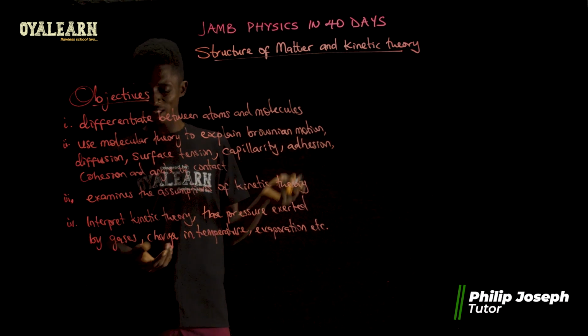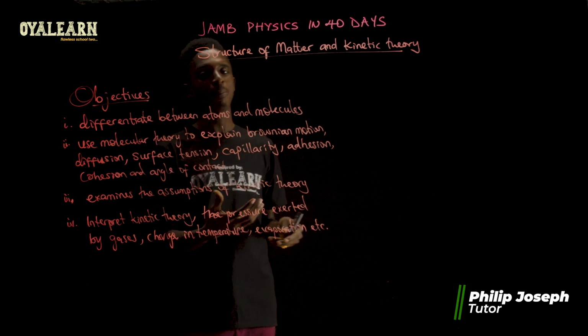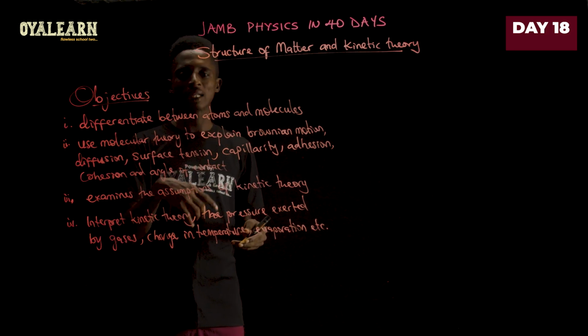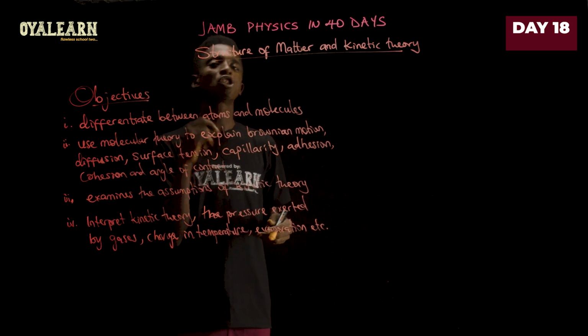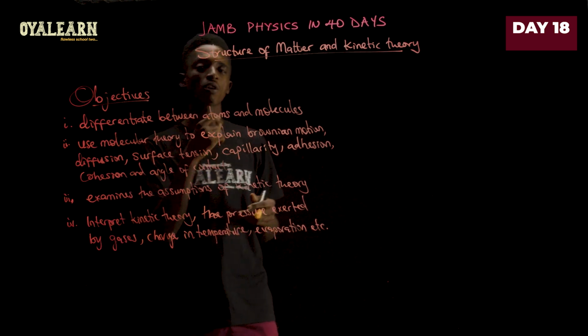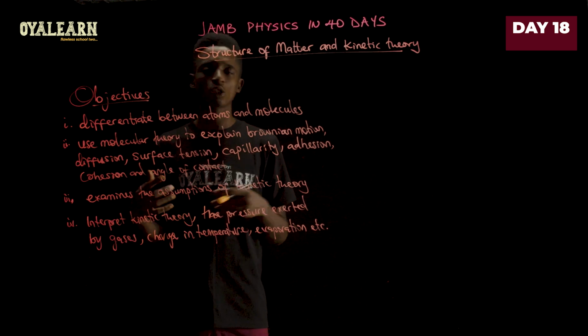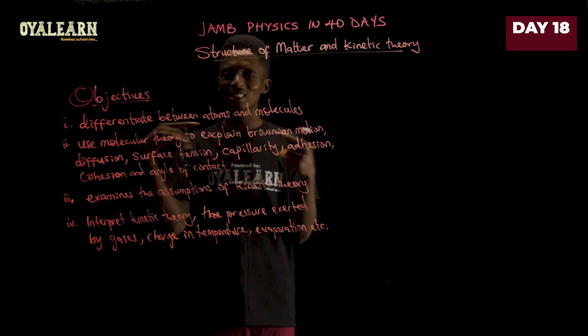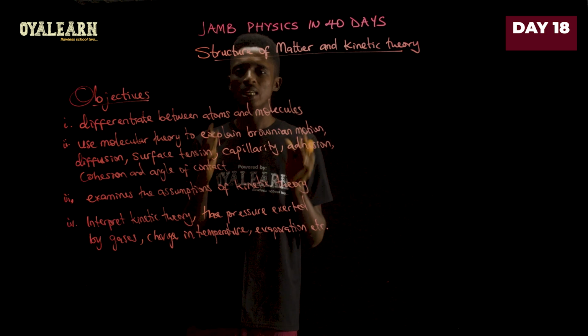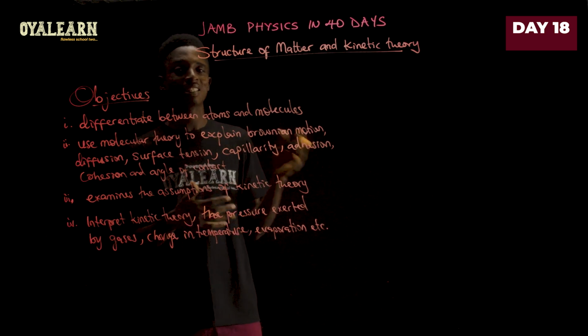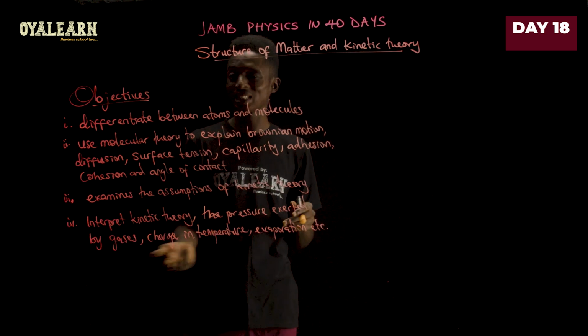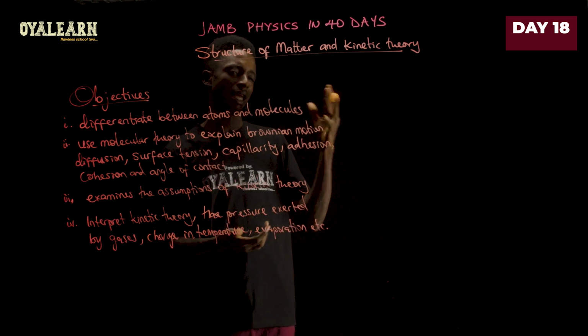And then we should also be able to explain a change in temperature and evaporation. I did mention that one of the assumptions of the kinetic theory is that the average kinetic energy of the molecules of a substance is equivalent to its temperature. So you should understand that equivalency between the average kinetic energy of the molecules and the temperature of a substance. That's what this statement actually means.